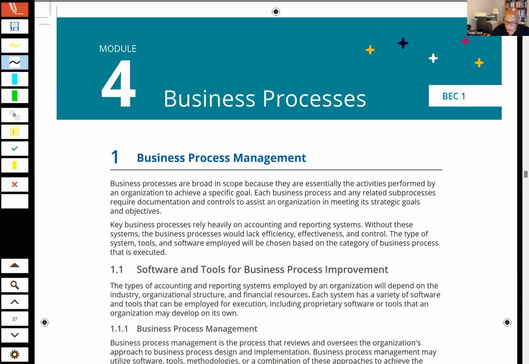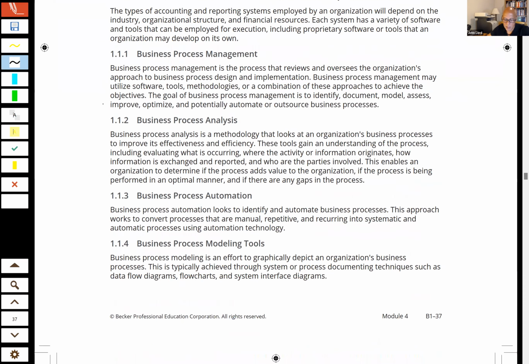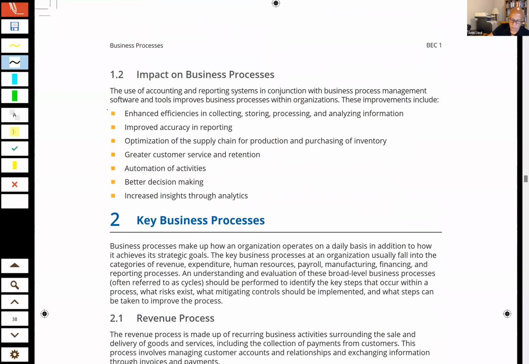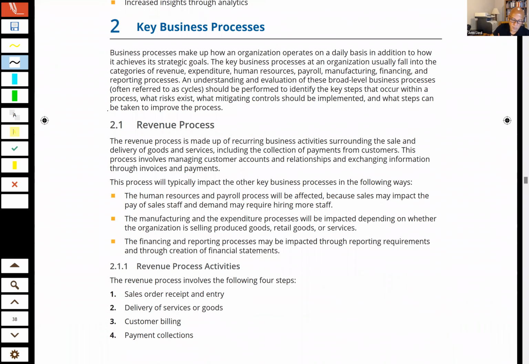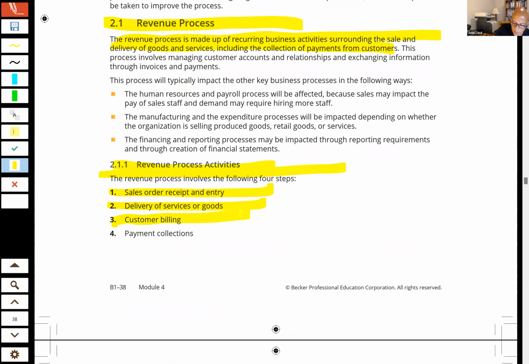Okay, so we start to look at these different processes, and I'm going to start with what some people think is the most important part of the business process, which is the revenue process. The revenue process is made up of recurring business activities surrounding the sale and delivery of goods and services, including the collection of payments from customers. So we look at the revenue process activities here. It involves sales, delivery of goods, customer billing, and payment collections.